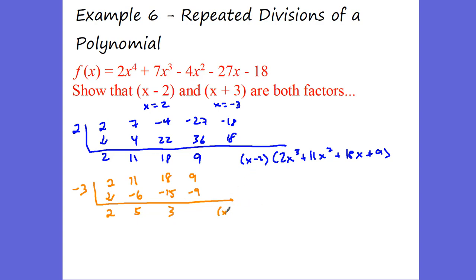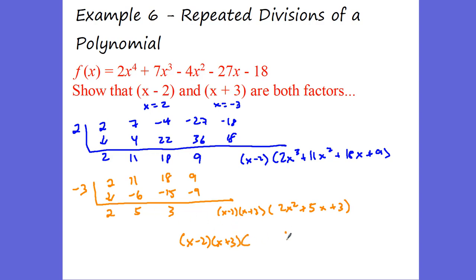Which means what are we left with? We had the factor of x minus 2. We have this factor of x plus 3. And what are we left with? We're left with 2x squared plus 5x plus 3. And that's what we have left. Now we knew we had x minus 2, that was this one up here. We have x plus 3, that's this one in orange.